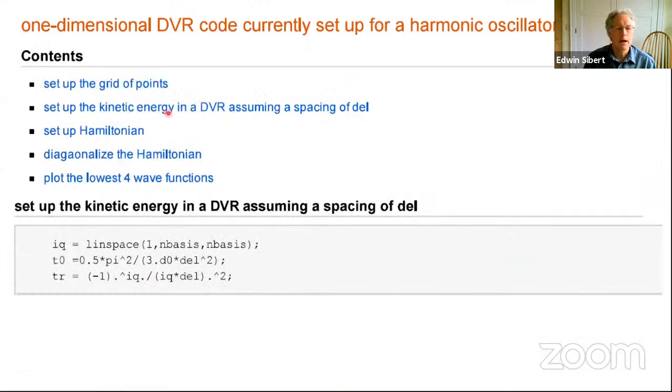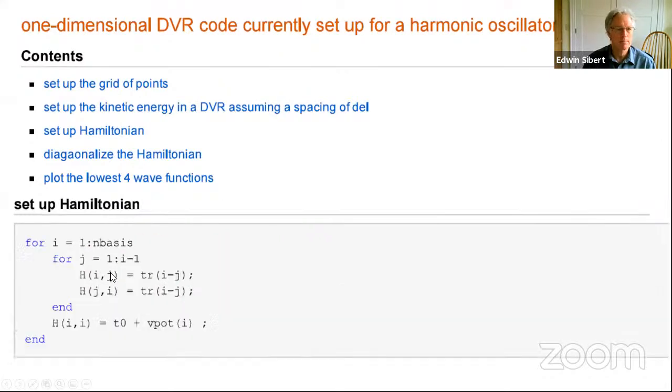The next thing is you set up the kinetic energy. This is just the Miller equation that I have written out and calculated in MATLAB. You then set up the Hamiltonian. And so it's a matrix. And here are the kinetic terms. They only depend on the difference between I and J. So this is the kinetic energy operator that I'm setting up. And then I just add the diagonal part, which is the potential. And this is a kinetic part that's along the diagonal. So this is setting up my Hamiltonian.